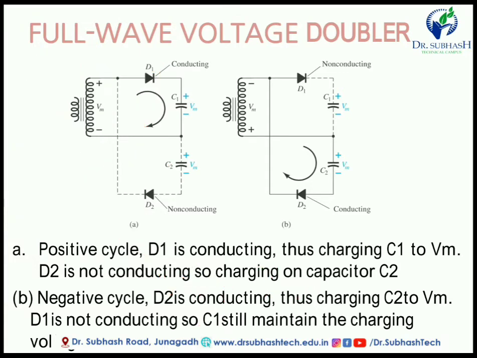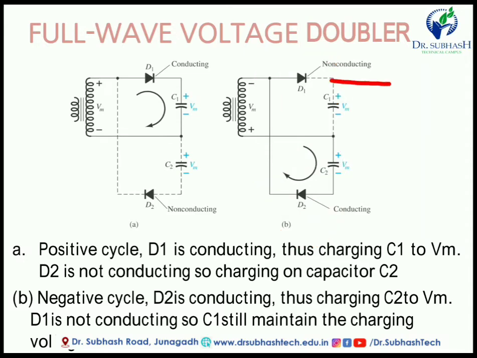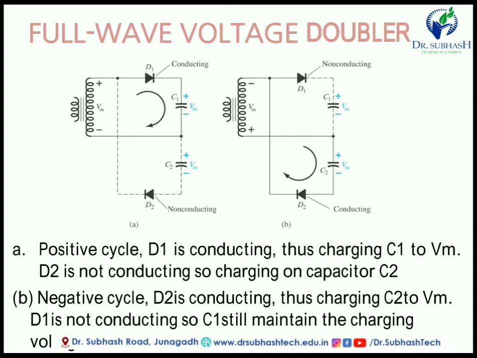So in the negative half cycle what happened? This diode is in non-conducting mode, this diode is in conducting mode, and current will flow through this diode and this capacitor will charge up to Vm. So if we measure the voltage over here, Vm plus Vm becomes 2Vm. So our output voltage is double. You have to remember here there is no requirement of the waveform, but only the equation: Vm becomes 2Vm. So we can say that this is the voltage doubler circuit. Friends, you have to remember this voltage doubler circuit, full wave as well as half wave.